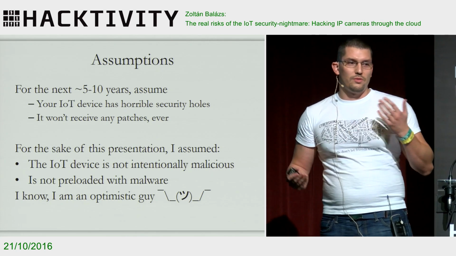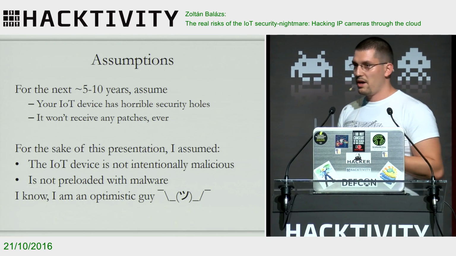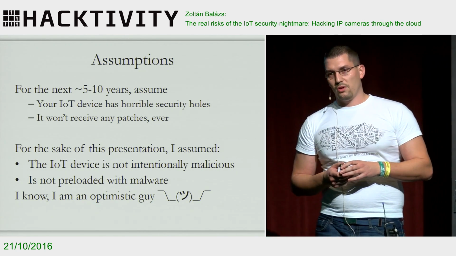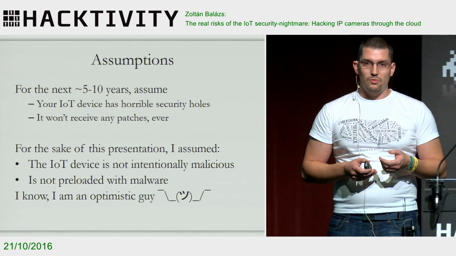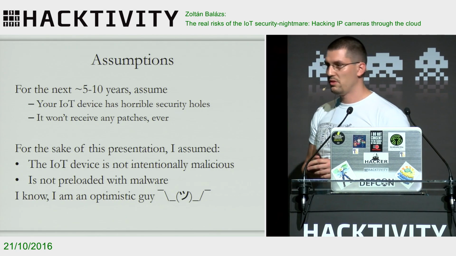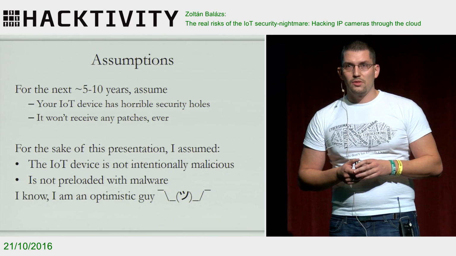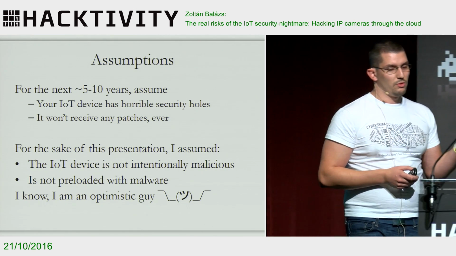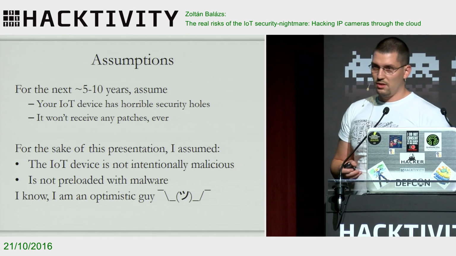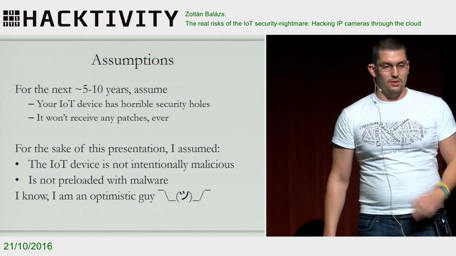For the next 5 or 10 years, I think it is very safe to assume that whenever you buy an IoT or smart device into your home, it will have very high severity issues. And if you are lucky, you can receive a patch for it, but most people won't patch it ever. So you can safely assume that it won't get patched at all. Also for this presentation, I assume that the IoT device in itself is not malicious, which is not always the case.